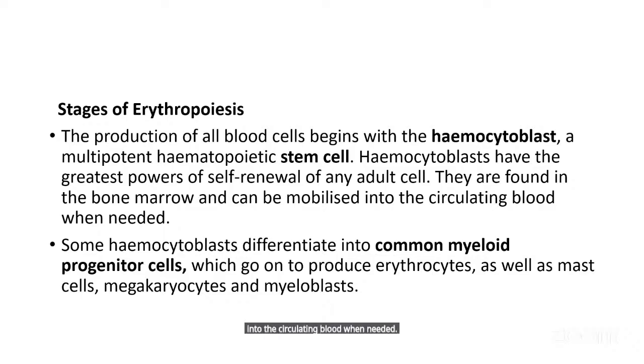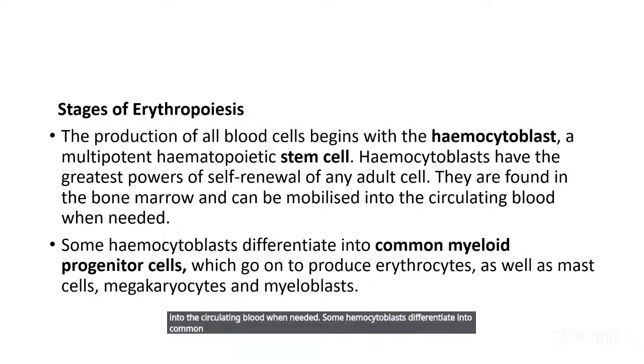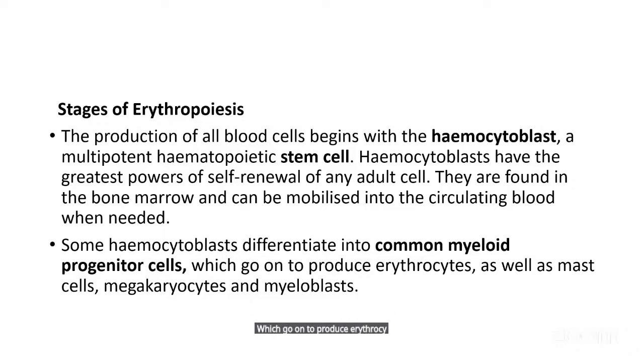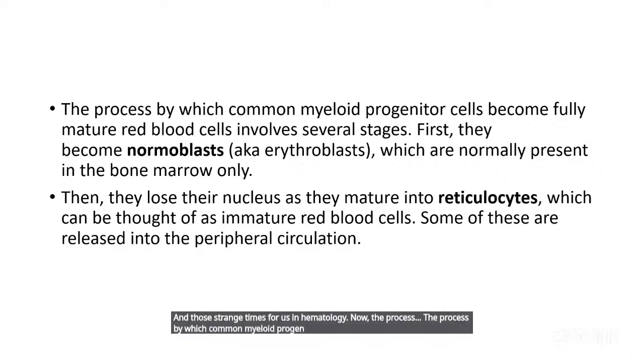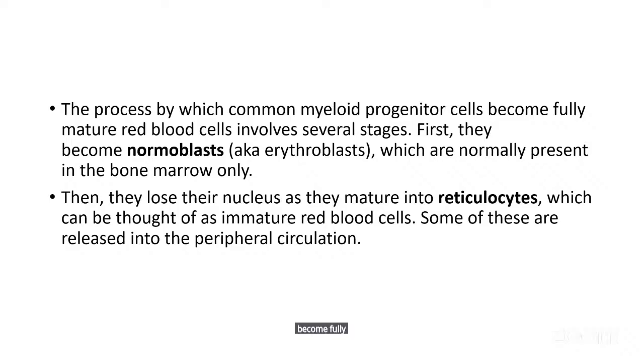Some hemocytoblasts differentiate into common myeloid progenitor cells, which go on to produce erythrocytes, as well as mast cells, megakaryocytes, and myeloblasts. These are not strange terms for us in hematology. Now, the process by which common myeloid progenitor cells become fully mature red blood cells involves several stages. First, they become normoblasts, that is erythroblasts, which are normally present in the bone marrow only.